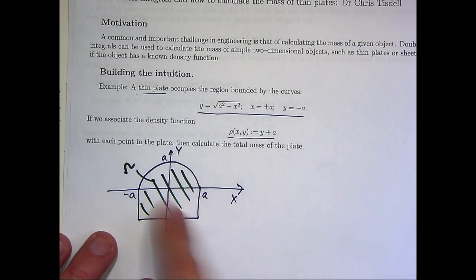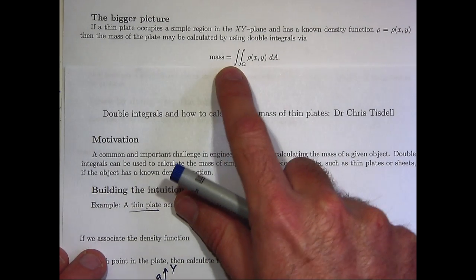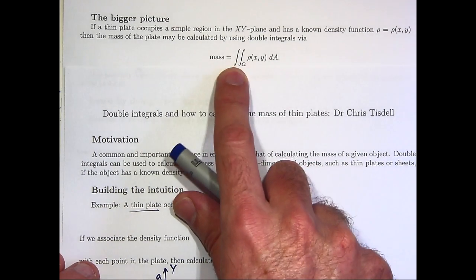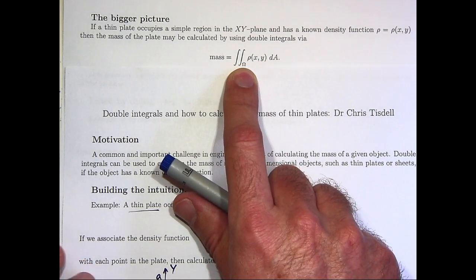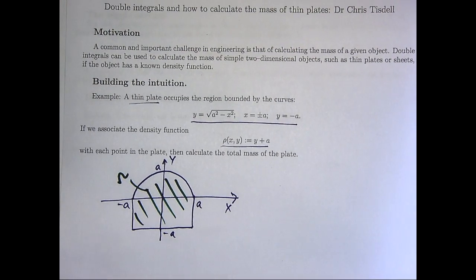Now, to calculate the total mass of that plate, we're going to use the following formula. So the mass is just the double integral of the density function integrated over the region omega. To do that, it's a good idea to, first of all, sketch the region. We've done that. And then mathematically describe the region through inequalities. The reason we do that is because we need to use that description when we set up our double integral.